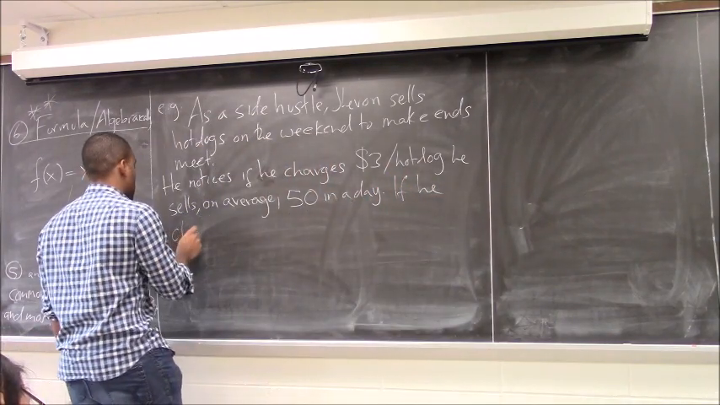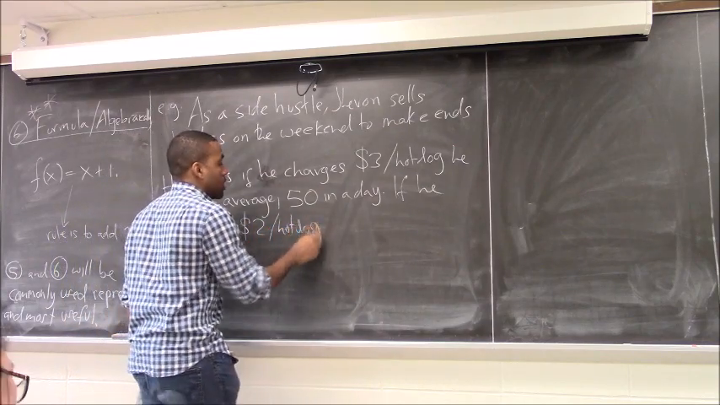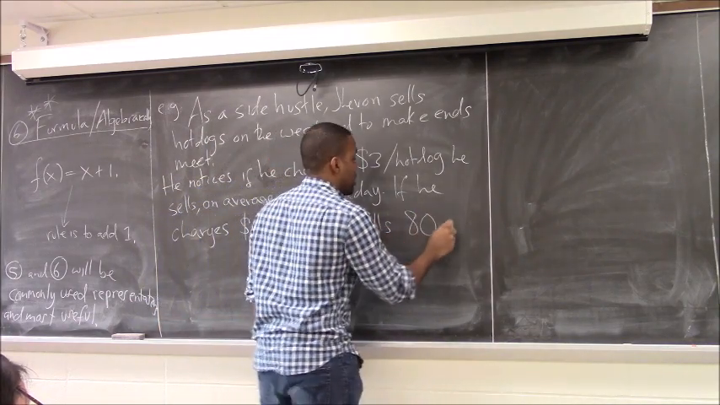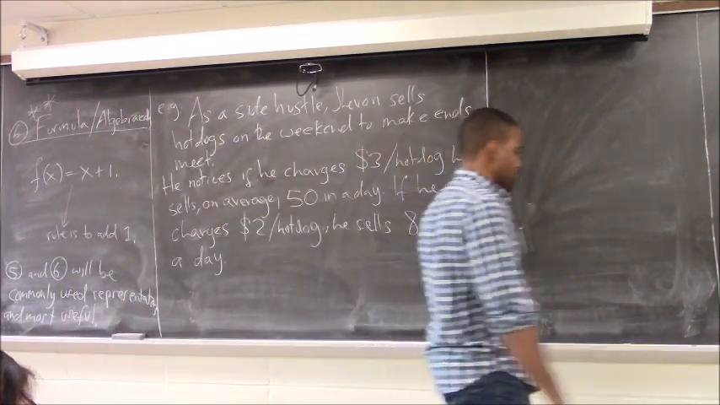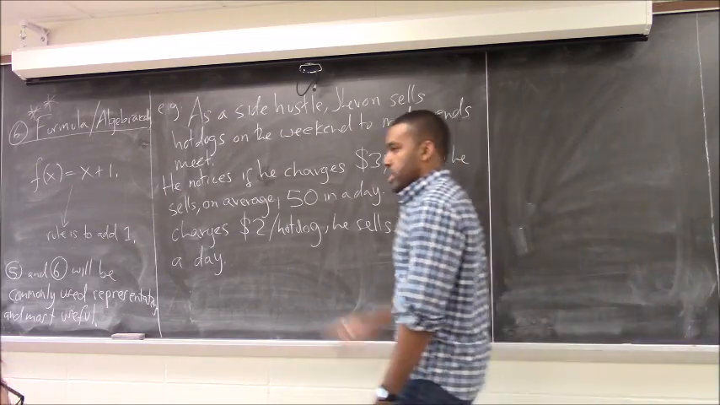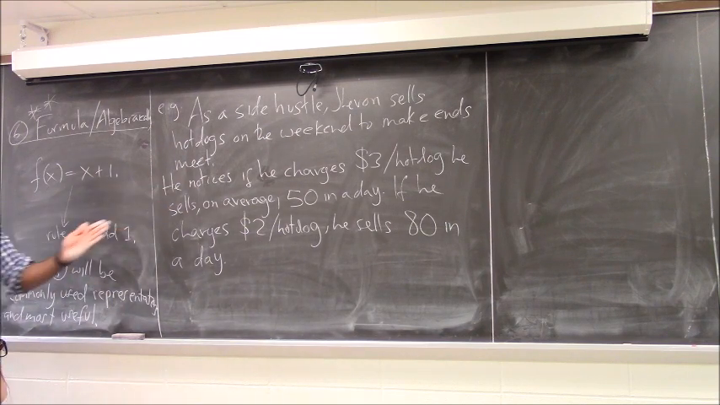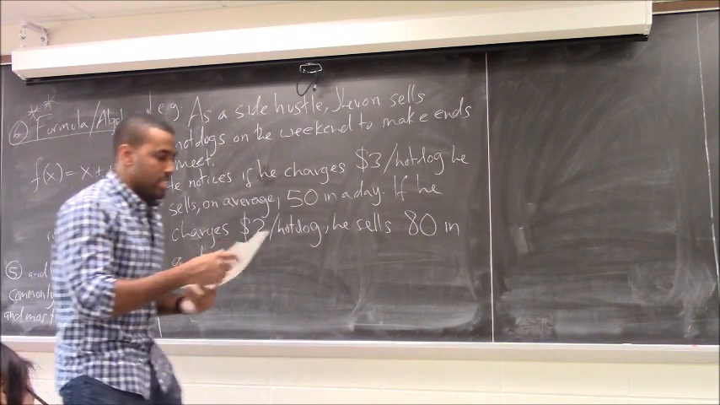If he charges $2 per hot dog, he sells 80 in a day. By the way, this is just some statistics being thrown at you here. That's where this data would come from, right? I actually measure things. I sell at $3 per hot dog for a while, and I notice that I can sell around 50. Then I sell for $2 for a while, and I realize I can sell about around 80. Okay, so that's the situation.